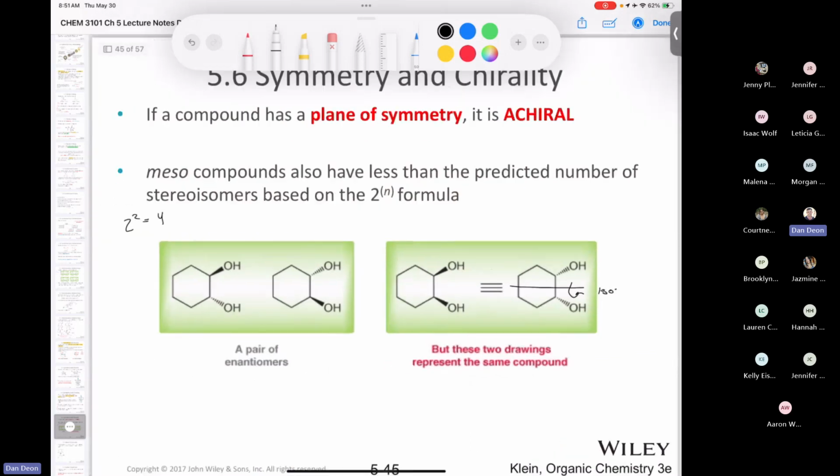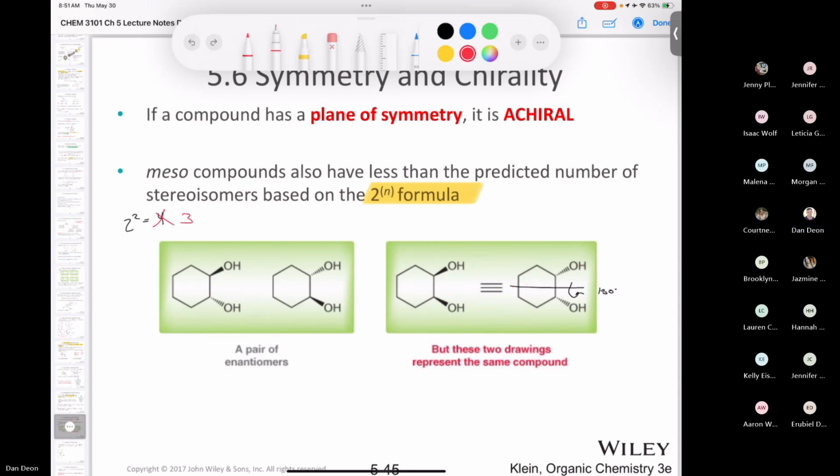So what does that mean? It means that when you use this formula, 2 to the power of n, when you punch in the number of stereocenters, it gives you the maximum possible number of stereoisomers. If you have a meso compound in there, it means you're going to have less than the predicted number of stereoisomers, right? So in this case, there are not 4 stereoisomers. There's actually 3, right? Because one of them is a meso compound, and these two compounds are identical. And so there you go.